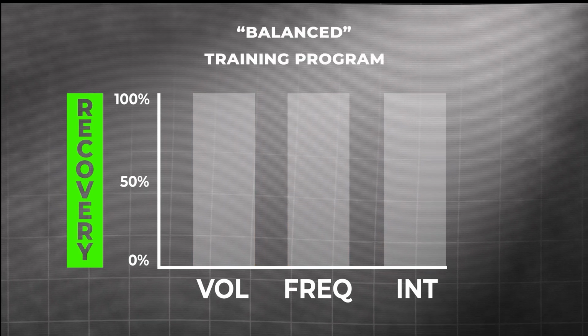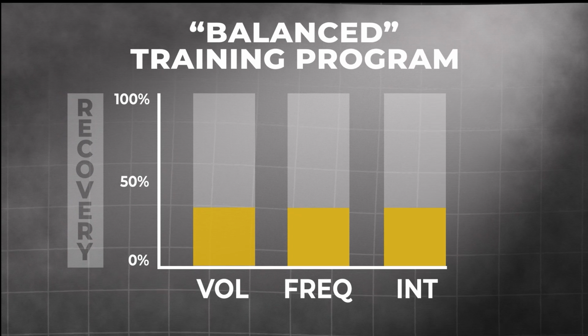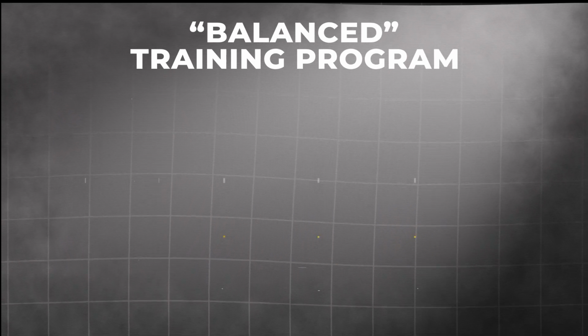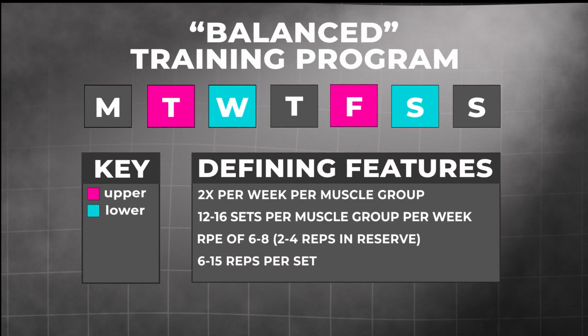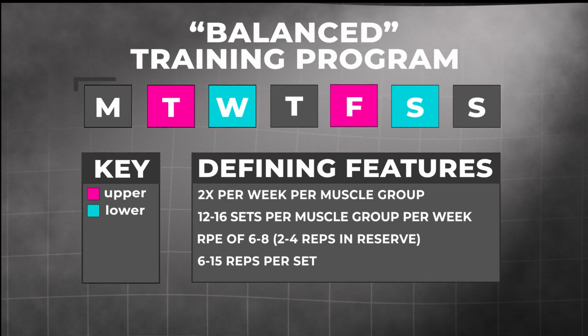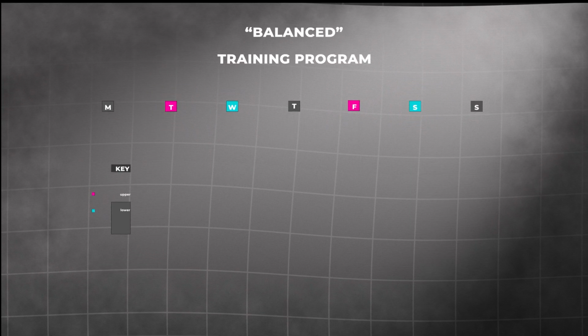A balanced spread would look something like this. And as far as your weekly training regimen might go, it might look something like this. This is an upper-lower split where you hit each muscle group twice per week. This plan has a moderate frequency, a moderate volume, and a moderate intensity, and it's great for beginners because it does a good job of balancing strength and muscle growth.